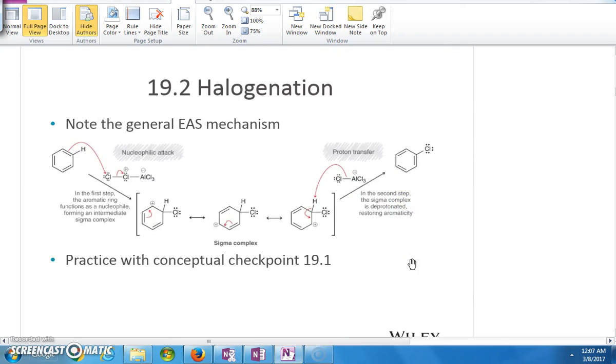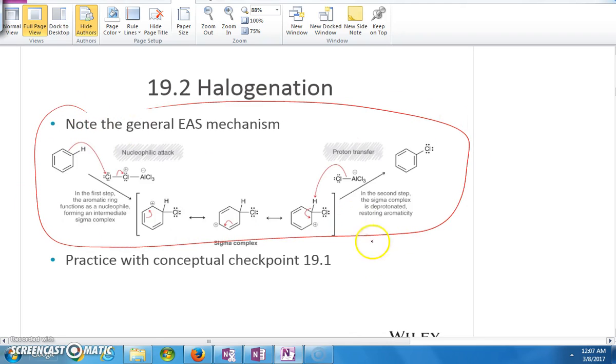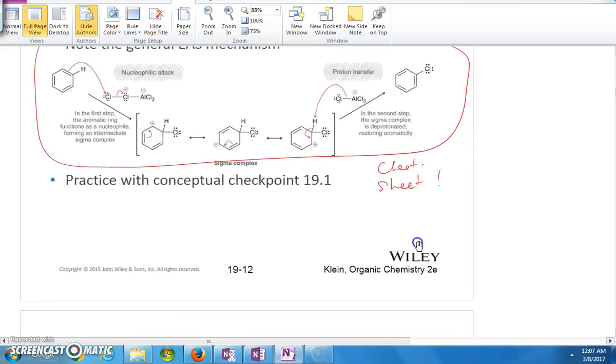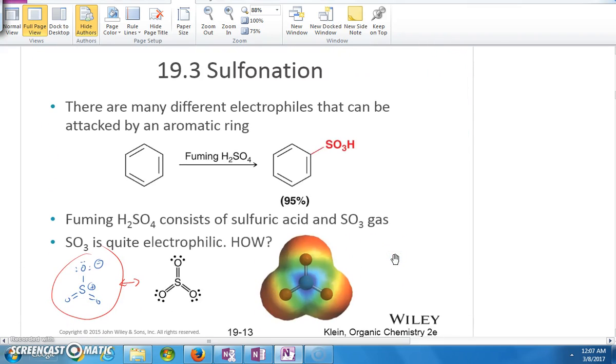Now, halogenation. Note the general electrophilic aromatic substitution mechanism. I'm going to attack there. This is a mechanism that you need to have in your cheat sheet. Put it in your cheat sheet. Very important. And there are many different electrophiles that can be used to attack an aromatic ring.